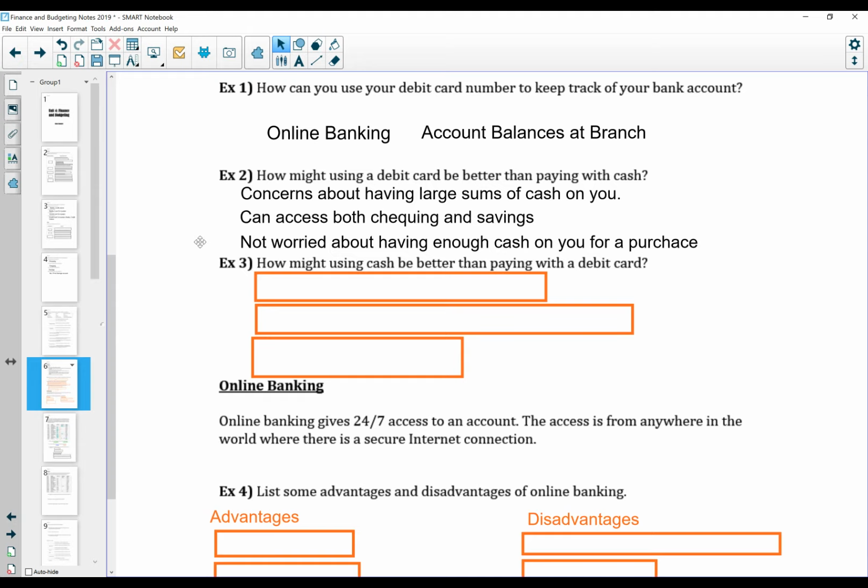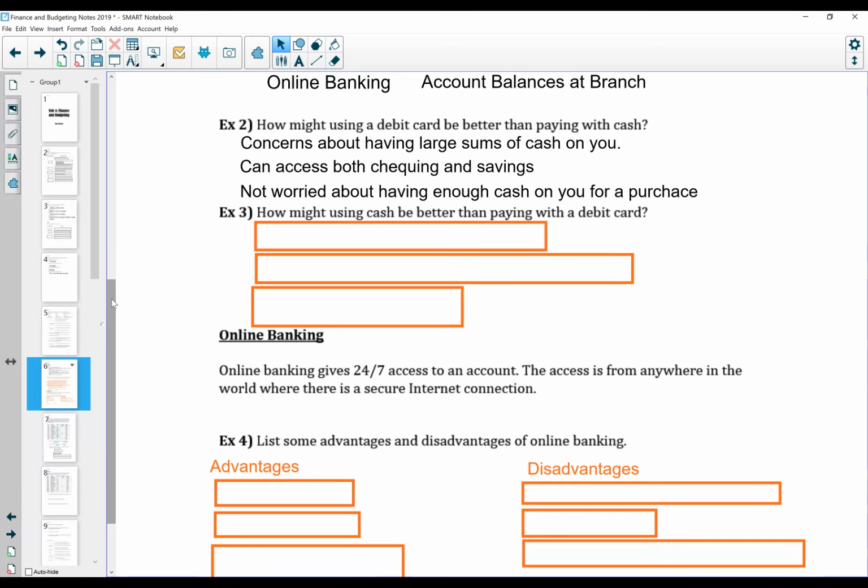So you're not worried about having enough cash on you for a purchase. You can access all of the money in your bank account if you have a debit card, as long as your limit on that debit card is high. Finally, example 3, how might using cash be better than paying with a debit card? Okay, so instead of having a debit card, let's talk about how cash might be better.